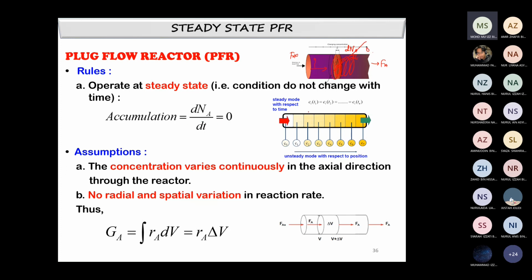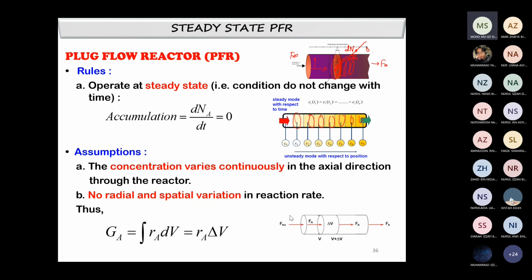So kalau you tengok ni dia adalah unsteady mode, whereby at t1 dia akan jadi C1, C2, C3, C4, C5. So kat sini dia akan ada different time of fraction and different volume. That's why we call as unsteady. Dia tak stable lah. So the concentration varies continually in the axial direction through the reactor. No radial variation in reaction rate.